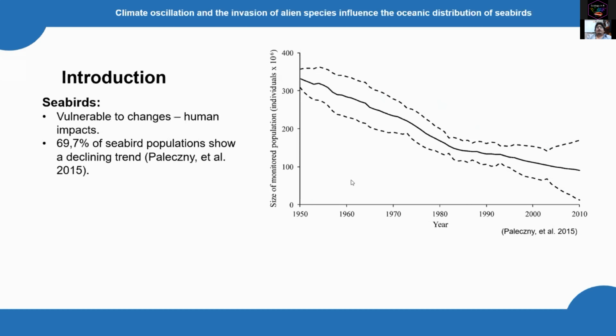Again, knowing that there are a lot of problems with seabirds, you also need to know that they are really vulnerable to changes and human impacts. And Paleczny in 2015 found that approximately 69.7% of all seabird populations, so this is a big number, show a declining trend. And this was found in 2015. Well, we think that this pattern remains the same, with more decimation of seabird populations. So that is another important reason to study seabirds in general.